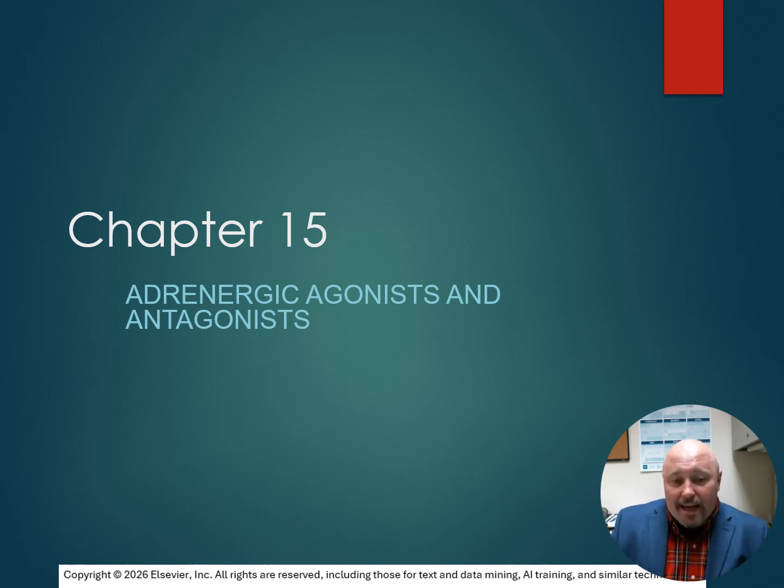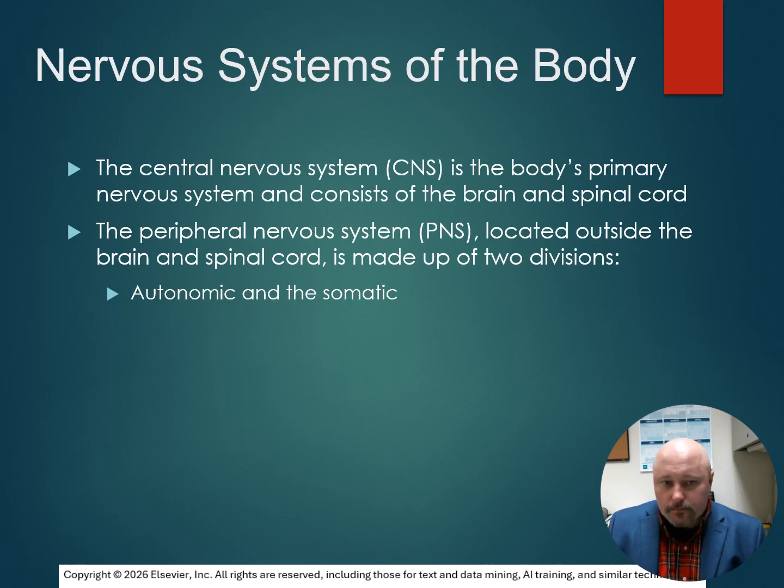Chapter 15: Adrenergic Agonists and Antagonists. The central nervous system is the body's primary nervous system and consists of the brain and spinal cord. The peripheral nervous system, on the other hand, is located outside of these two areas, beyond the brain and spinal cord, made up of two divisions, autonomic and somatic.